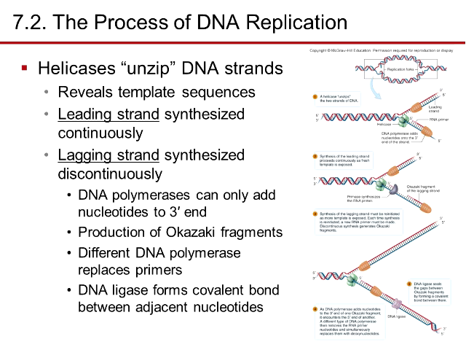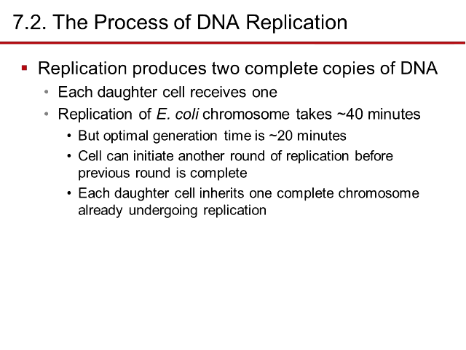The DNA polymerases can only add nucleotides to the 3' end, and the production of Okazaki fragments occurs, and different DNA polymerases replace the primers. So DNA ligase forms this covalent bond between the adjacent molecules and rebuilds the new two DNAs that are being created from the original DNA. Replication produces 2 complete copies of DNA. Each daughter cell receives 1/2 of that, if you will.